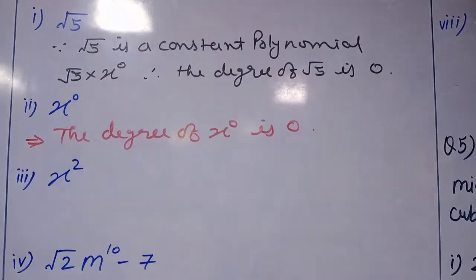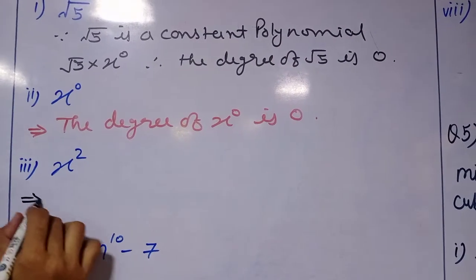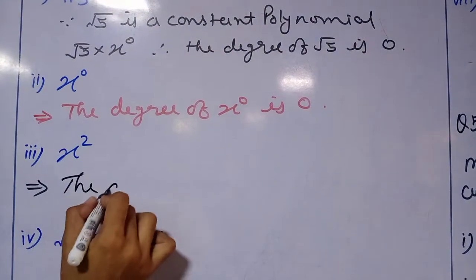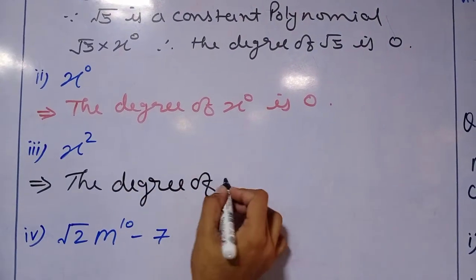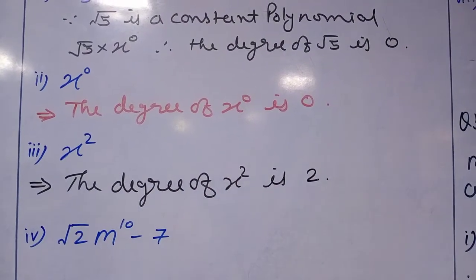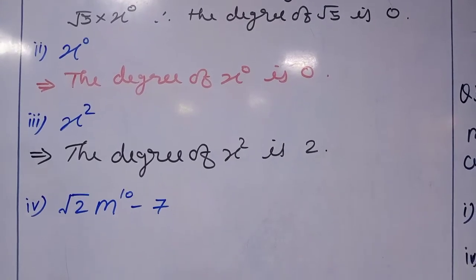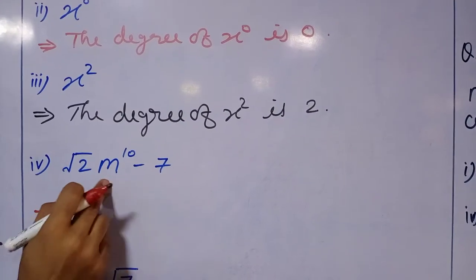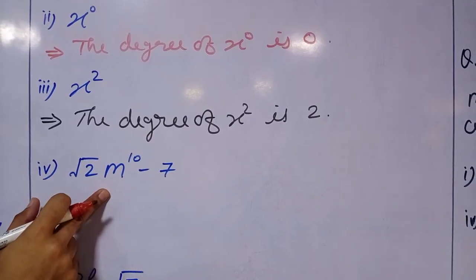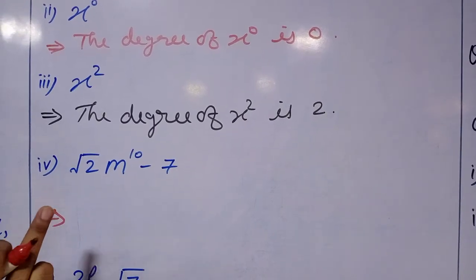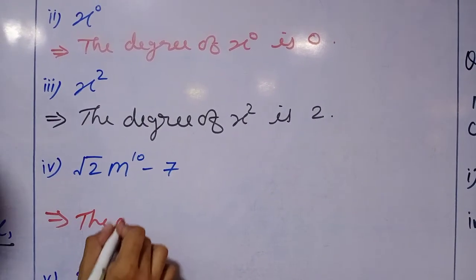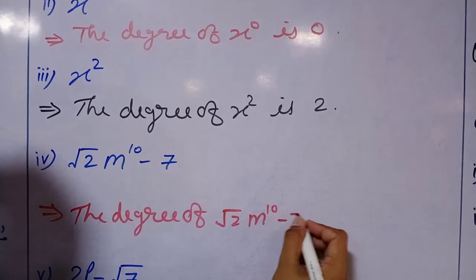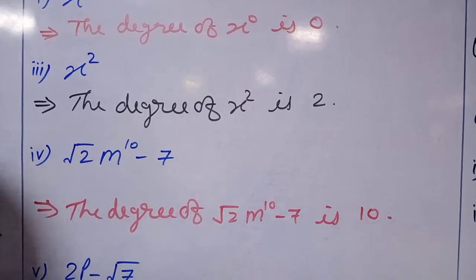The next one is x square. Here also we can directly see it is a monomial, so there is no confusion. So the degree of x square is 2. The next one is the fourth one. Here we have root 2 m raised to 10 minus 7. We have only one variable in this expression, and 10 is the power of that, so that is the degree. So the degree of root 2 m raised to 10 minus 7 is 10.